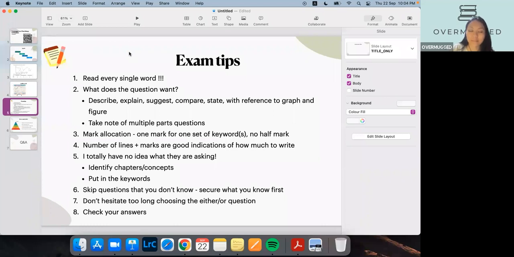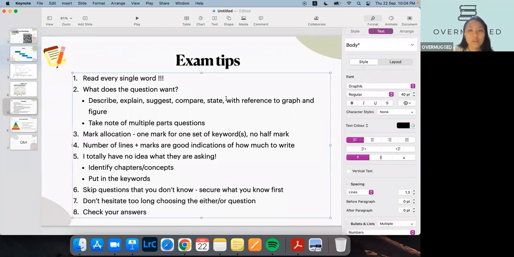From experience, especially under stressful time, you will miss out. So consciously make the decision to read every single word. And then, what does the question want? Is it describe, explain, suggest, compare? With reference to graph and figure, what does it mean? When you see this, it means that you must quote data, okay? Quote both the x-axis and y-axis data.